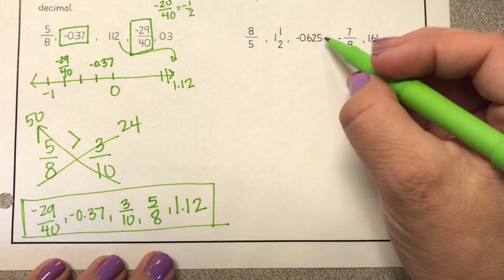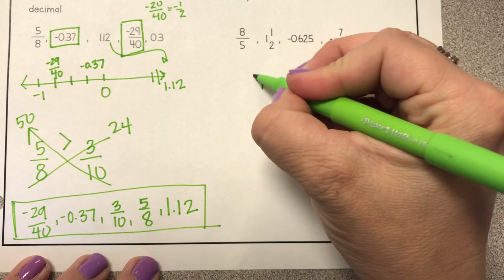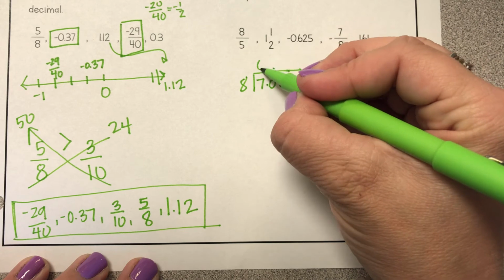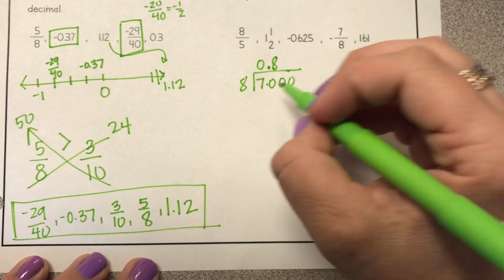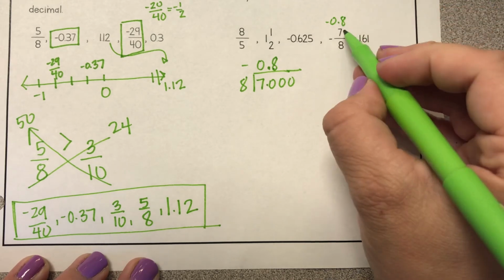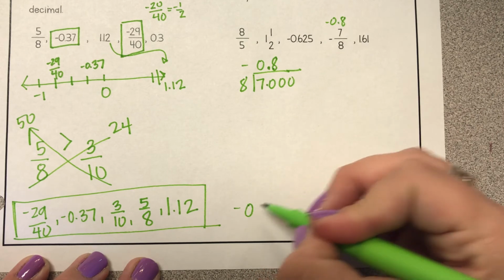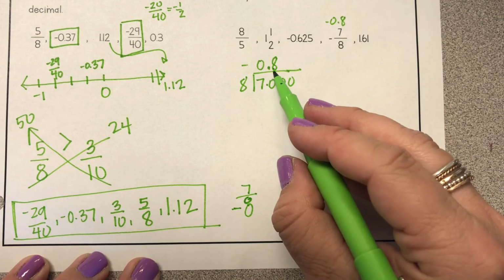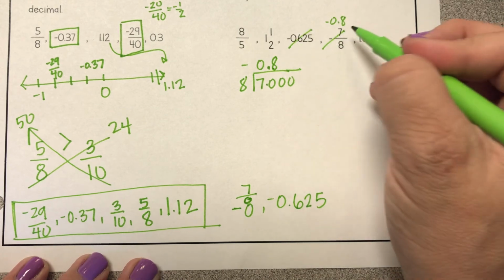Okay, I have negative 0.625 and then negative 7/8. So I'm going to go ahead and do 7 divided by 8 to see what this is as a decimal. 8 goes into 7 0 times, 8 goes into 70 8 times, okay, I can go ahead and stop right there because it doesn't really matter what the rest of it's going to be. I already know that this is going to be less than negative 0.625. Oops, negative 7 over 8, right? Because it's going to be a larger negative. Then I have negative 0.625. So my negatives are done.